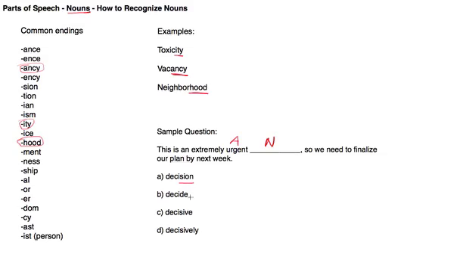So we have decision, S-I-O-N, decide, I-D-E, decisive, I-V-E, and decisively, L-Y. Based on our list, we look here and we say, here's S-I-O-N, so this is the answer. Decision must be a noun. And that's how you recognize nouns.